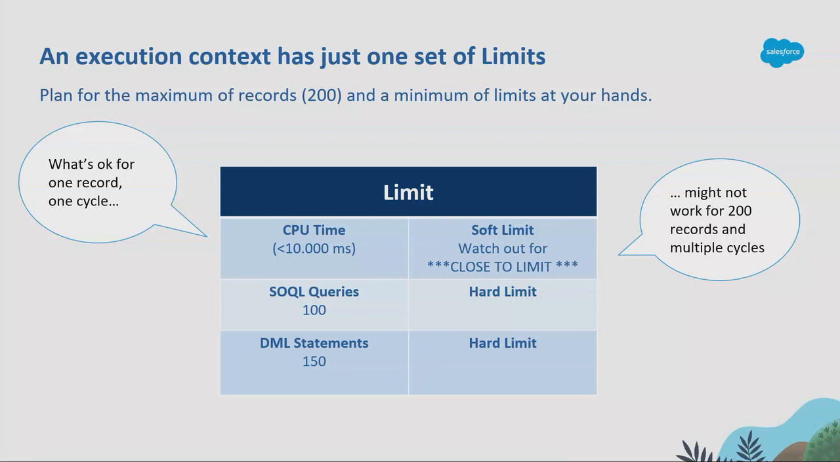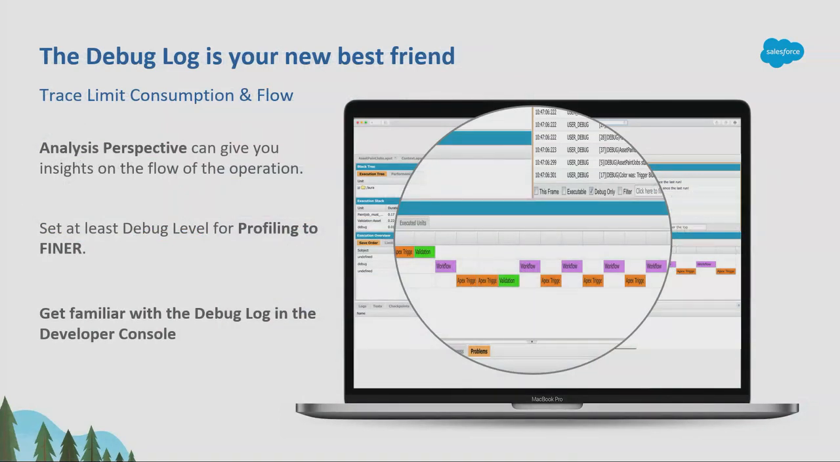So keep an eye on the limit consumption of your transactions at all times, and watch out for the asterisk, asterisk, asterisk, close to limit line in your debug logs, because you can find something important there.